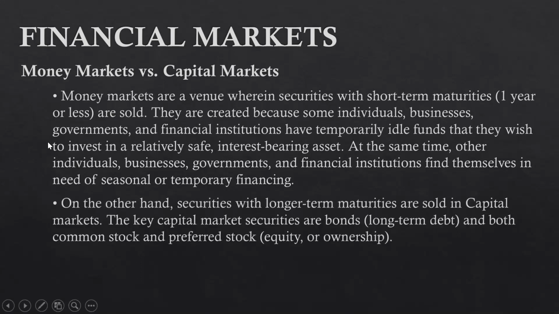On the other hand, securities with long-term maturities are sold in capital markets. The key capital market securities are bonds with long-term debt and both common stock and preferred stock. So when you talk of bonds, they are sold in capital markets because they mature longer. If you talk of stocks, they are sold in capital markets because they are for longer maturities.